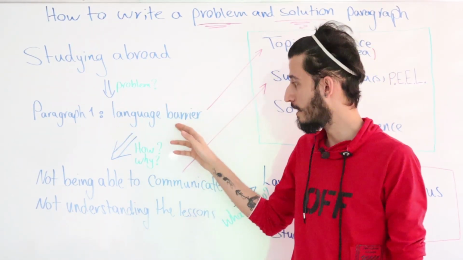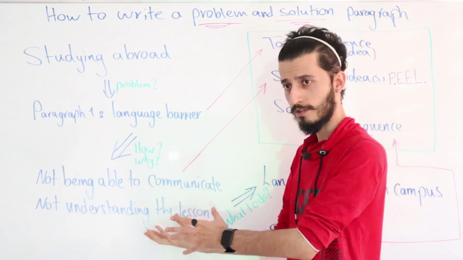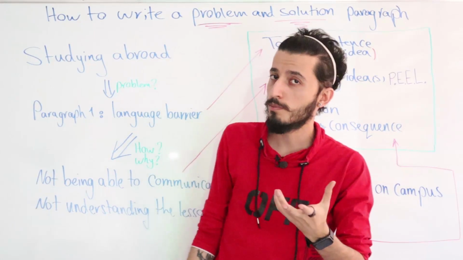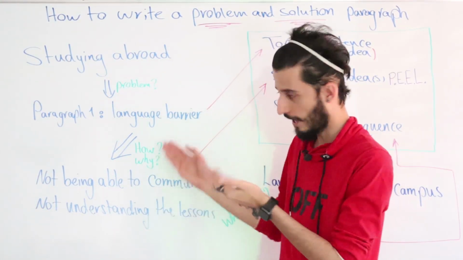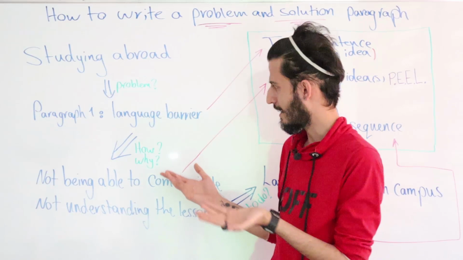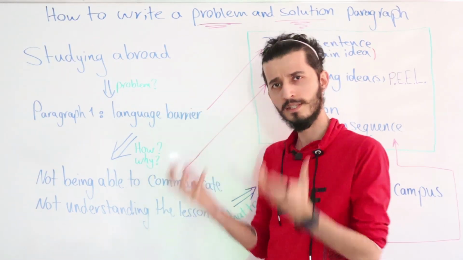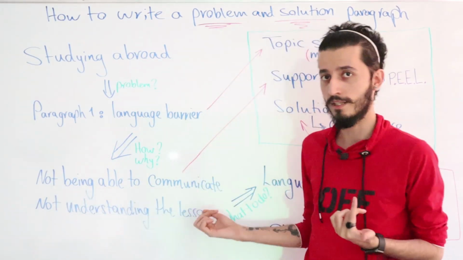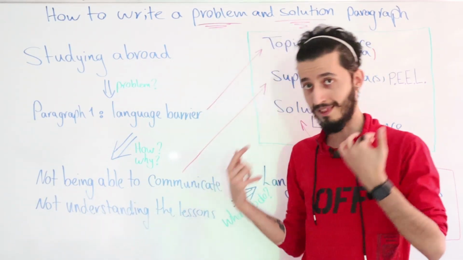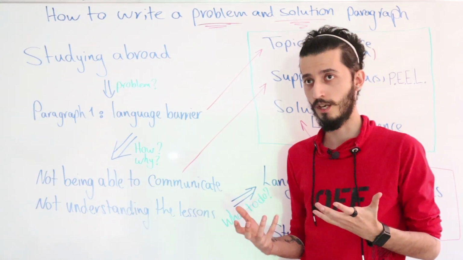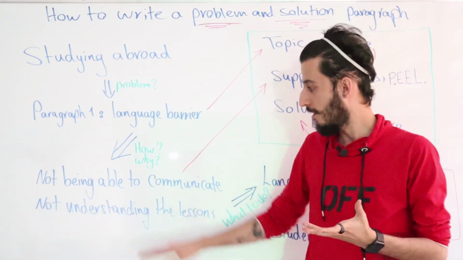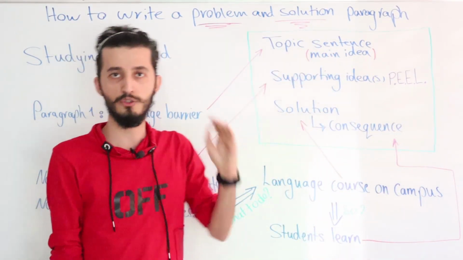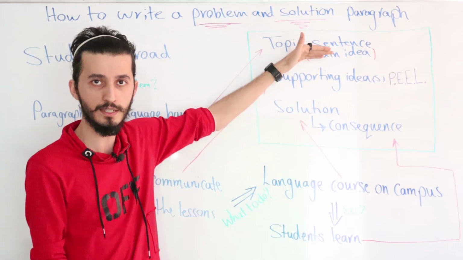After that, I need to find some supporting ideas for that. As I told you, we need to support the topic sentence. How do I find those points? I just simply ask myself how and why. So I say, how is it a problem? Why is it a problem? And then I get to the answers: people cannot communicate. People cannot understand the lessons that they are studying at the university. So that is a real problem. These are the supporting ideas for my topic sentence to assure the reader that this is the case.